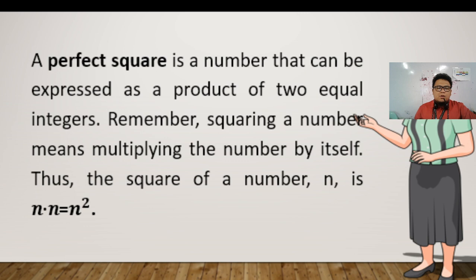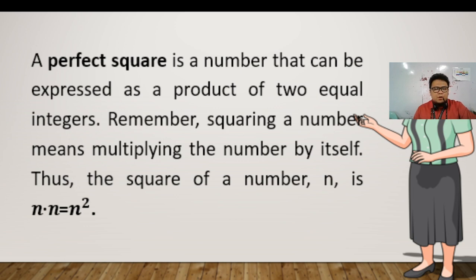Today we are going to discuss the square root. Let's discuss first what a perfect square is. A perfect square is a number that can be expressed as a product of two equal integers. Remember, squaring a number means multiplying the number by itself. Thus, the square of a number n is n times n, which is equal to n squared.